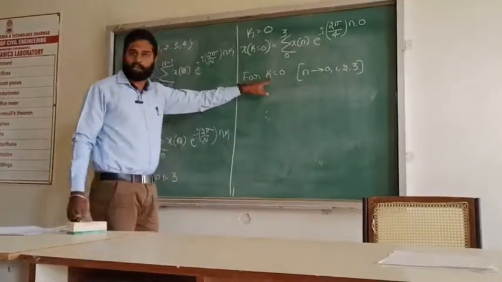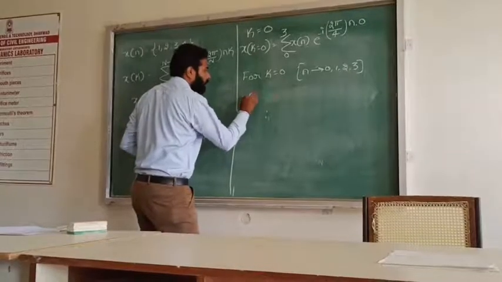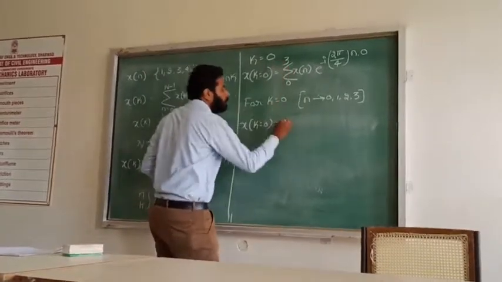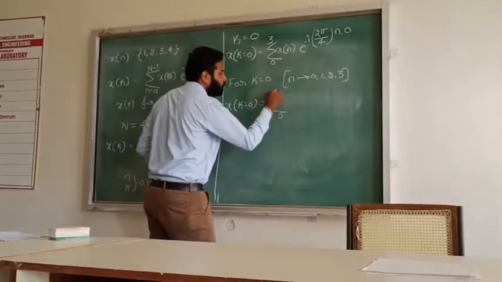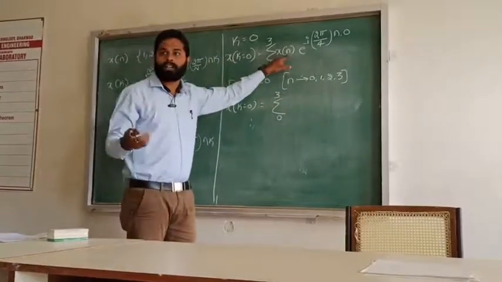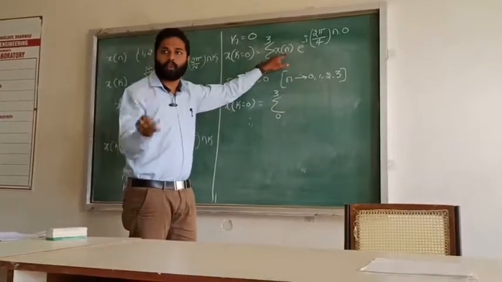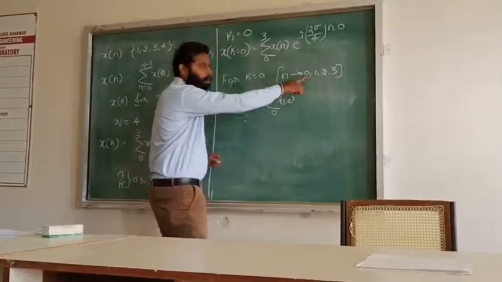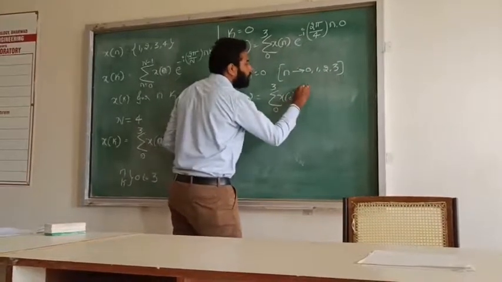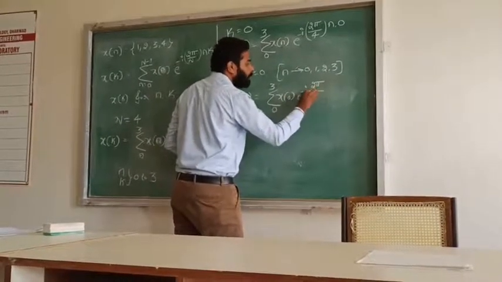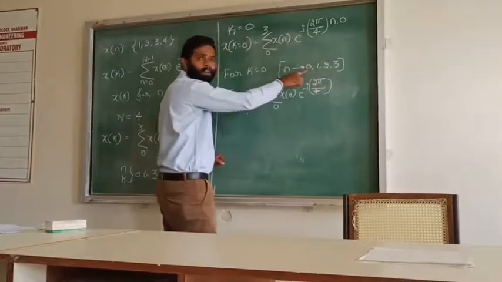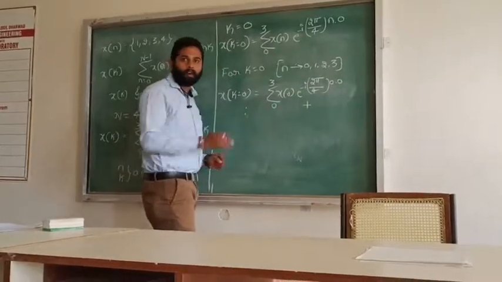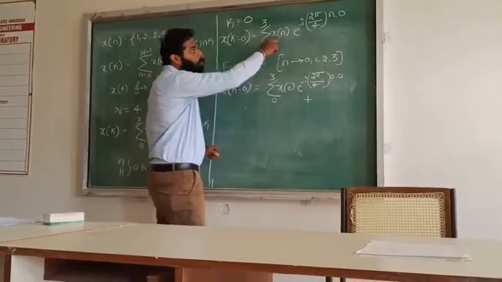So we are dealing with k is equal to 0. X at k is equal to 0 is equal to summation 0 to 3. In place of n, we will start putting n is equal to 0, 1, 2 and 3. First we put 0: x of 0 e raised to minus i 2 pi divided by capital N into n into k, where n is equal to 0.